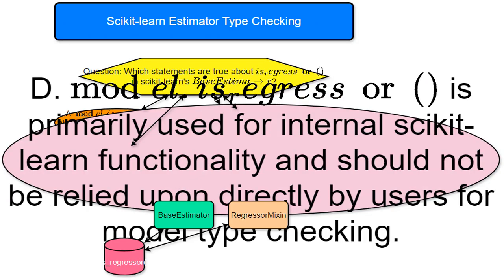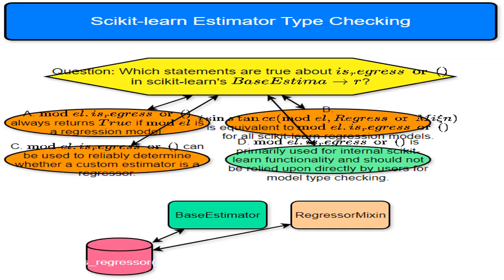This is the correct answer. This is the right way to look at it. `_is_regressor` helps with internal scikit-learn processes. It's not a foolproof way to check the model type for users. Scikit-learn provides tools for building and evaluating machine learning models. Type checking is important to make sure models are used correctly. This question focuses on a specific type checking method.